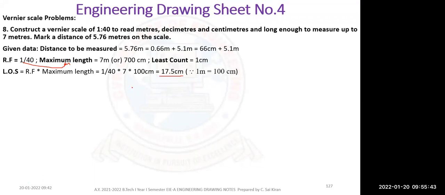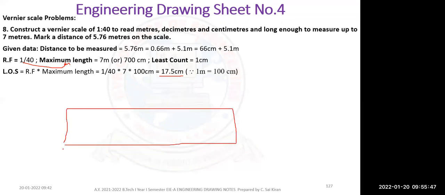So you have to draw the LOS. This LOS, AB, length equal to 17.5, and you have to divide this AB into a total of 7 parts, because the maximum length is 7. I have to divide it into 7 equal parts. So first one 0, 1, 2, 3, 4, 5, and 6. So these are the 6 parts, and this one is the 7th part. So I have to make this as my distance.